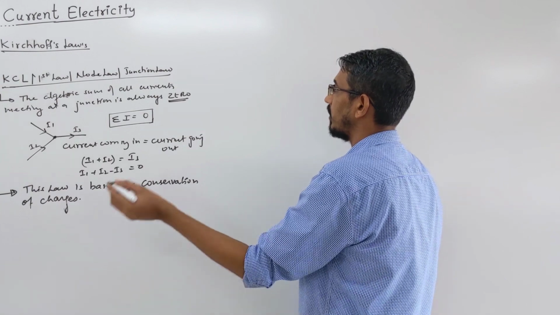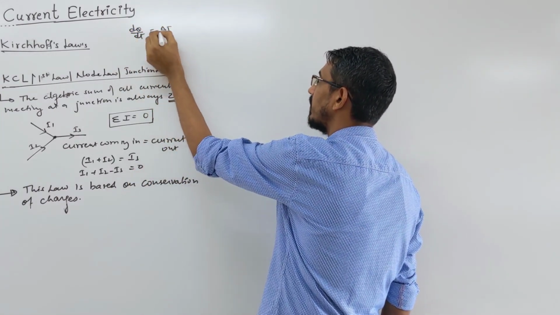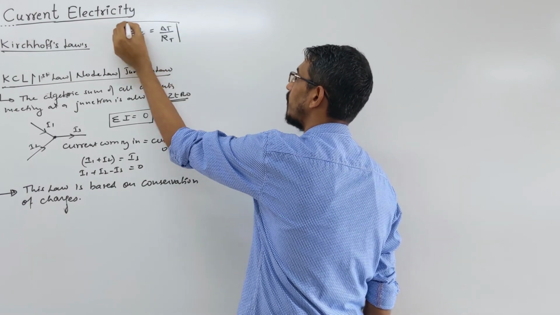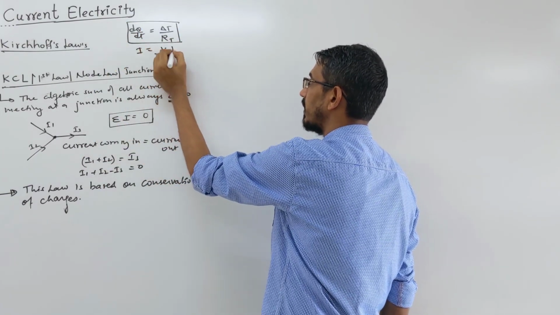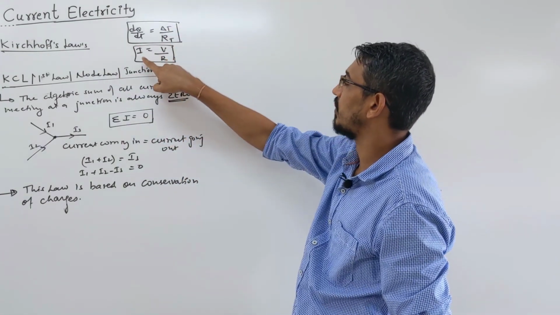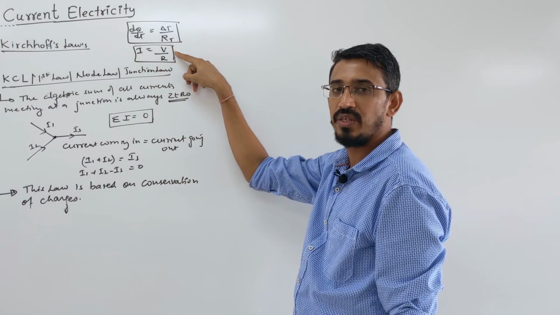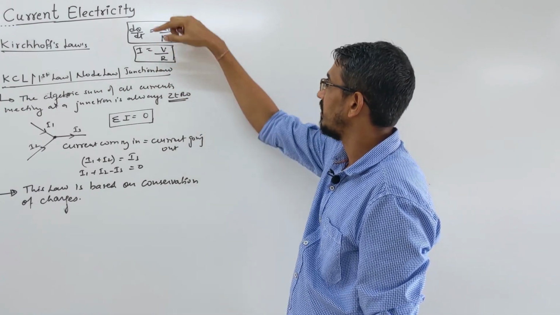Hope you remember from thermodynamics that dQ/dt equals delta T divided by thermal resistance. The same formula we write here: current equals potential difference divided by resistance. Exactly the same similarity. Here current is flowing; potential difference makes the current flow, and electrical resistance opposes the current.